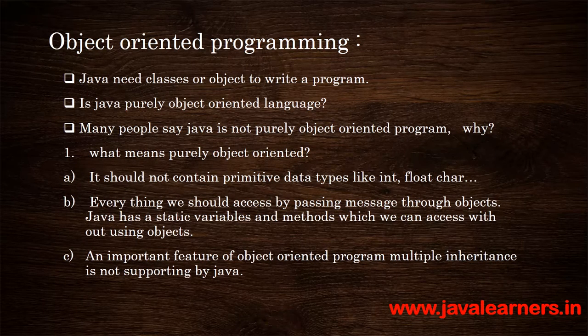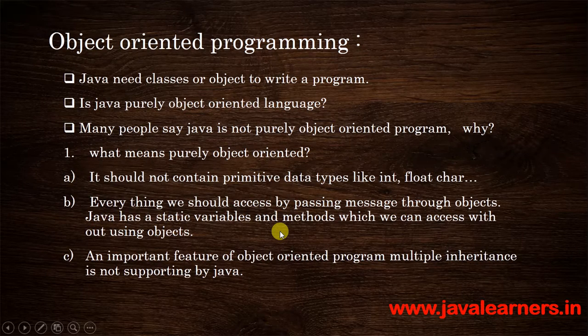A purely object-oriented language should not contain primitive data types like int, float, char, and also other primitive data types like boolean. Right now I'm taking three examples: int, float, and char. Everything should be accessed by passing a message through objects. If it is object-oriented programming, it should access everything through objects only, by message passing.